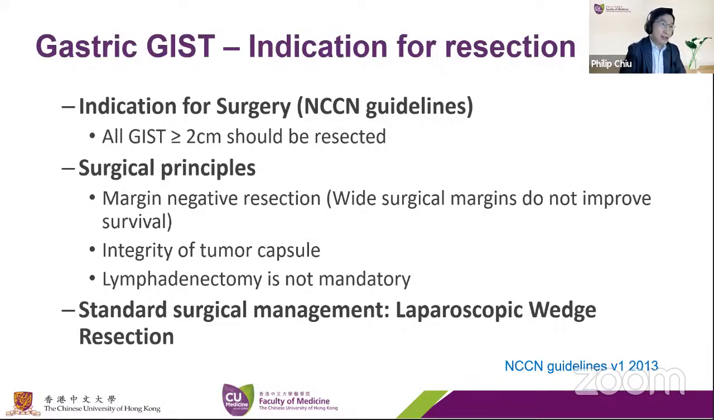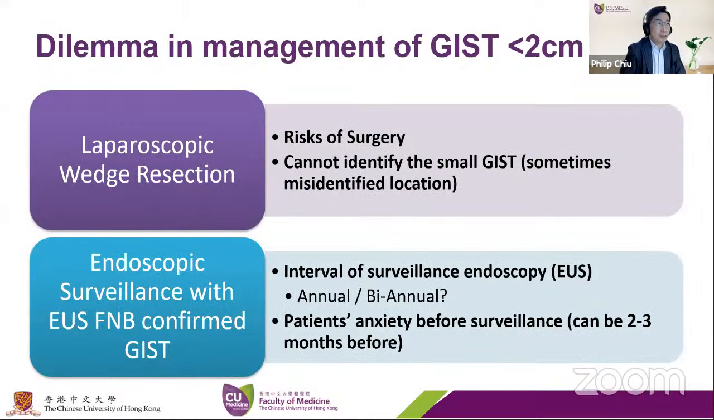And as a surgeon, I think the surgical principle for resection is a margin-negative resection with an intact tumor capsule, but lymph node dissection is not necessary. So that makes laparoscopic wedge resection a possible option. But there is a dilemma in the management of GIST less than 2 centimeters, whether we should provide laparoscopic wedge resection. It seems that the patient receives more risk of surgery.